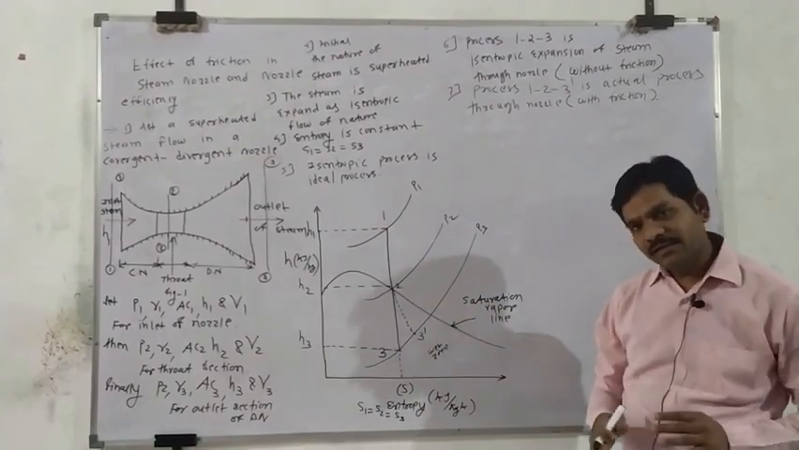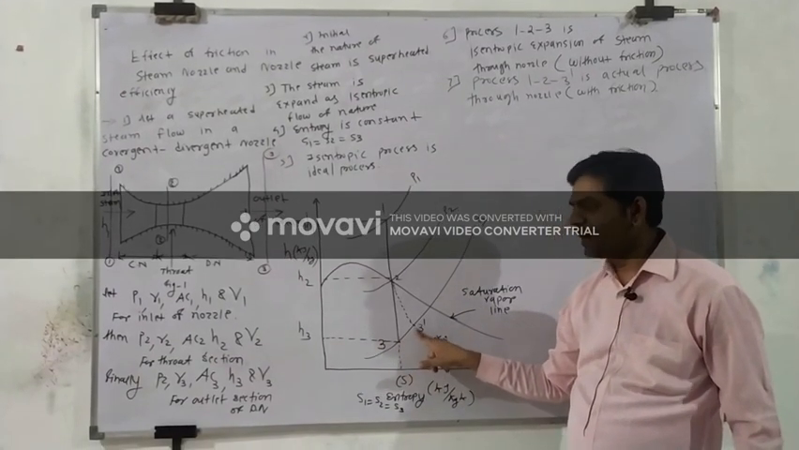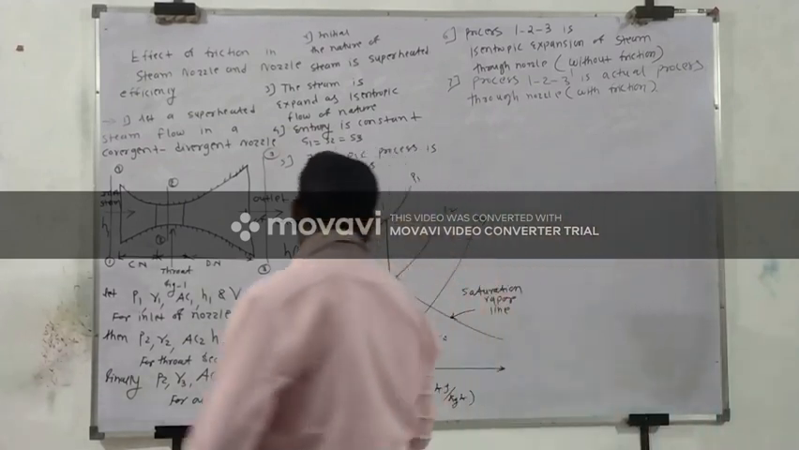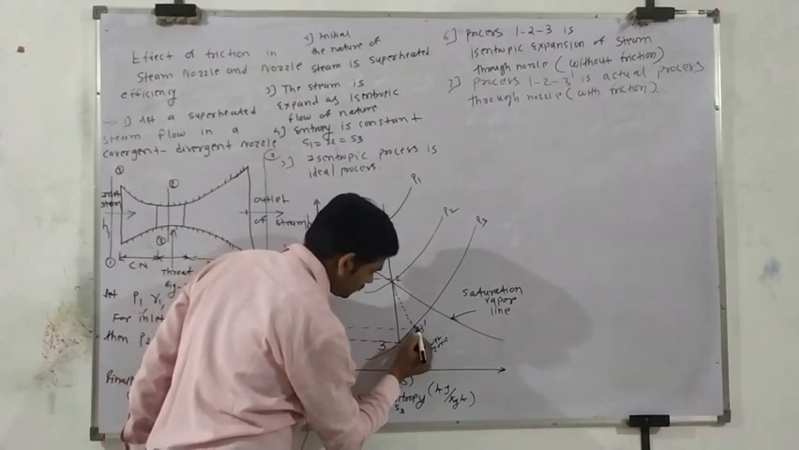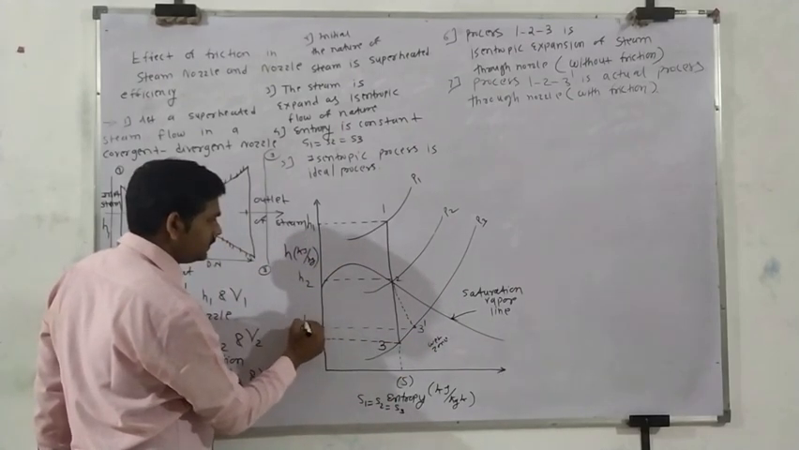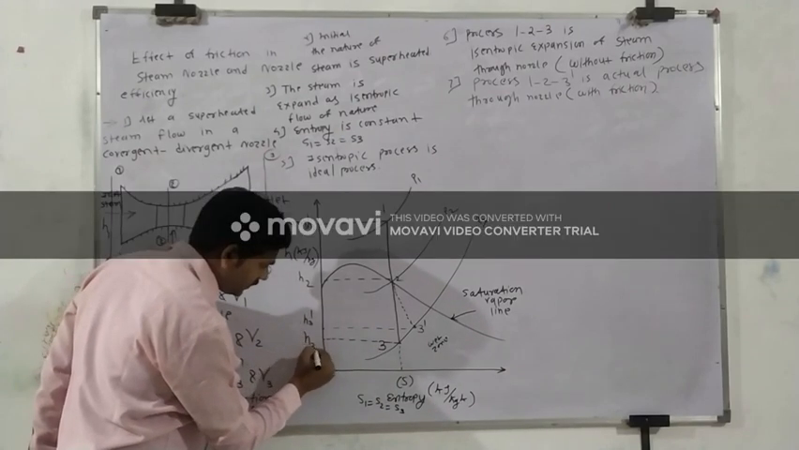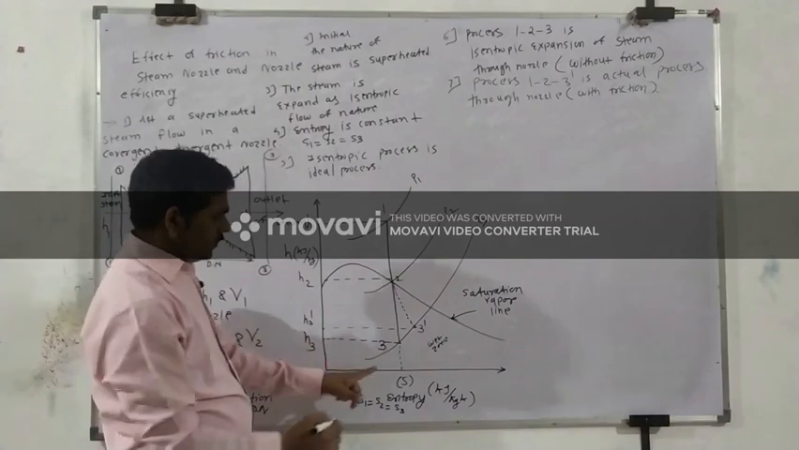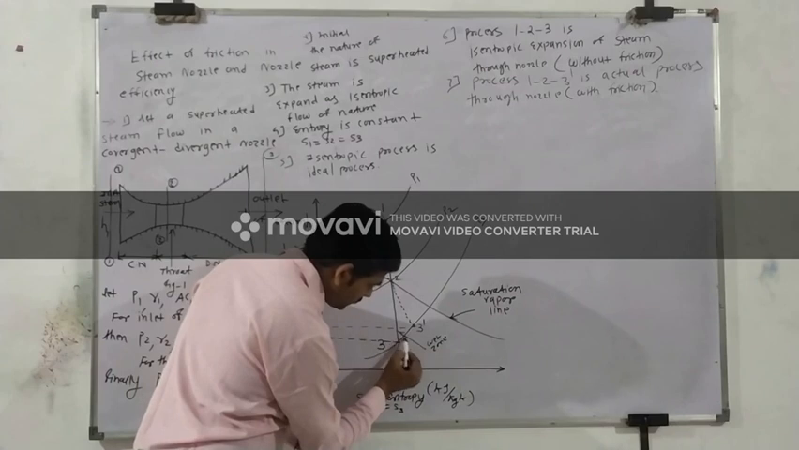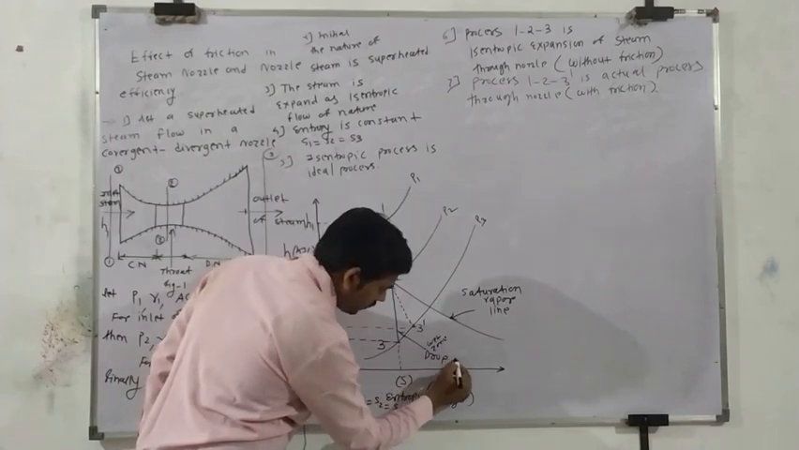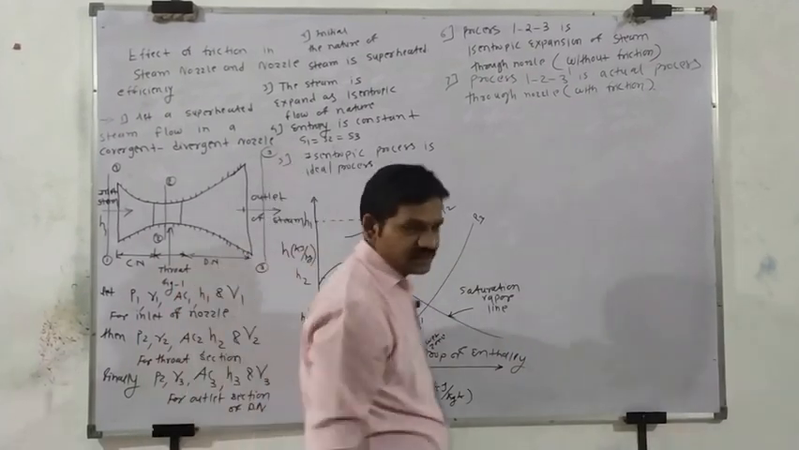So do you understand? Yes. Due to the frictions, the point 3 will be shifted to 3 dash, and we get another new enthalpy. So see here. This is H3 dash, and this is the point H3. So this much is the drop in the section. This is the drop of enthalpy. Yes or no? Yes.